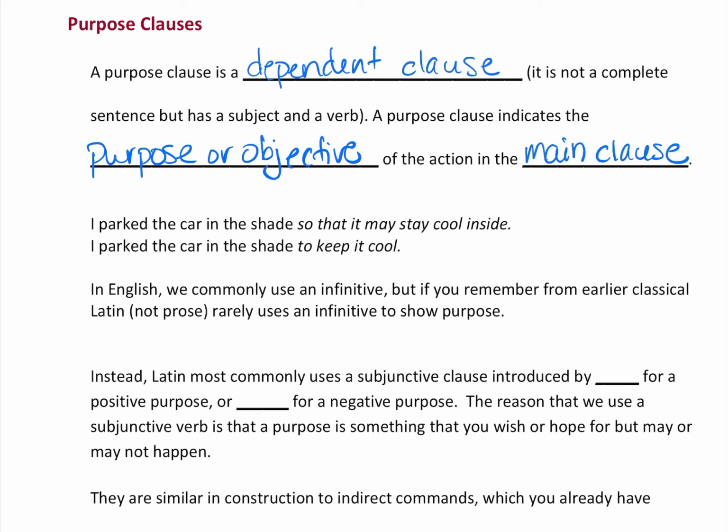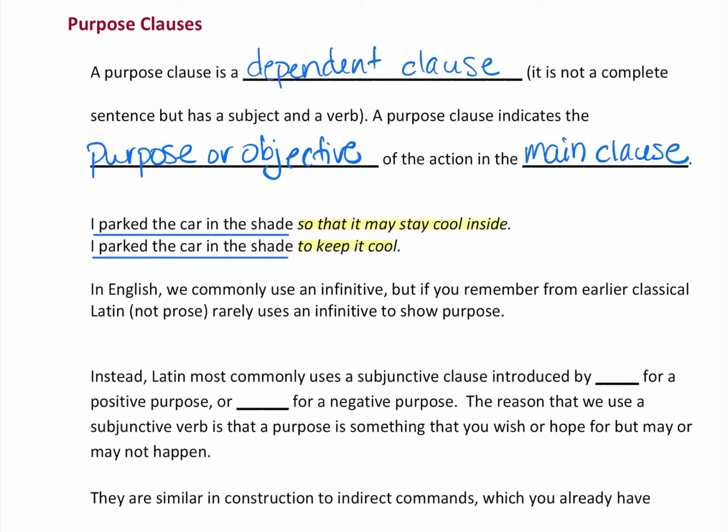So: I parked my car in the shade so that it may stay cool inside. I parked my car in the shade is the main clause, or the independent clause. If I put a period at the end of that, that would make complete sense. Here is the dependent clause, so that it may stay cool inside. That tells me why I parked my car in the shade. Another way to say that sentence is I parked my car in the shade to keep it cool, right? What is the purpose of parking the car in the shade?